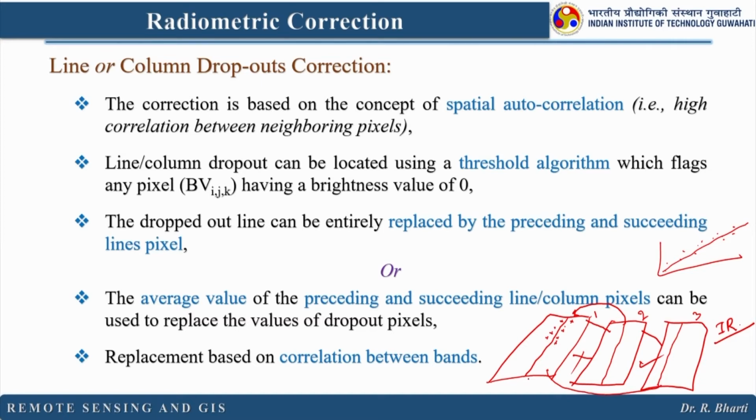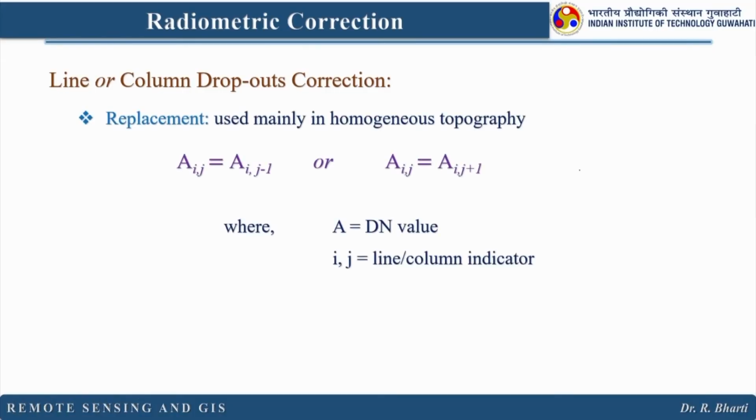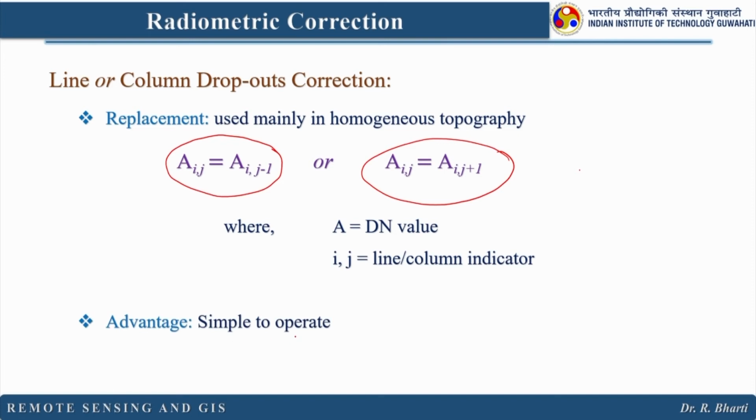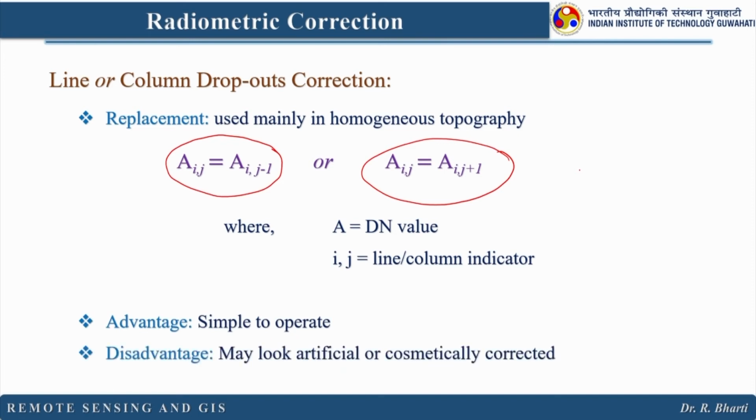So, these are a few things. When we consider replacement, it is used mainly in homogeneous topography. In case of replacement, basically what we do is replace the preceding or the next pixel value to the target pixels. Target pixels means those pixels which have bad values. It is simple to operate, this is the advantage, and the disadvantage is it may look artificial or cosmetically corrected.